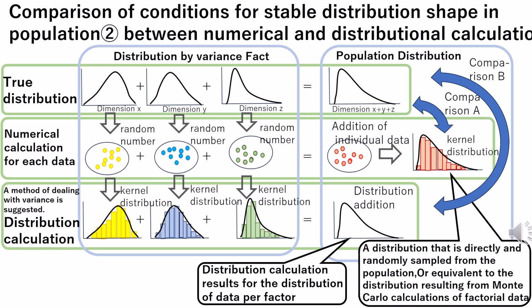On the next page, I compare the errors when the number of random numbers generated is varied from 50 to 100,000. With the difference between the distribution of true values in the upper row and the distribution of the population in the middle row as comparison A. And the difference between the distribution of the population in the lower row as comparison B.